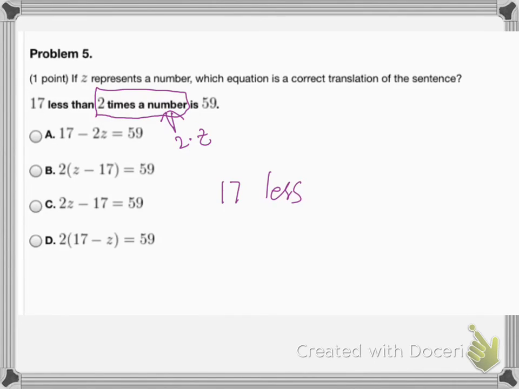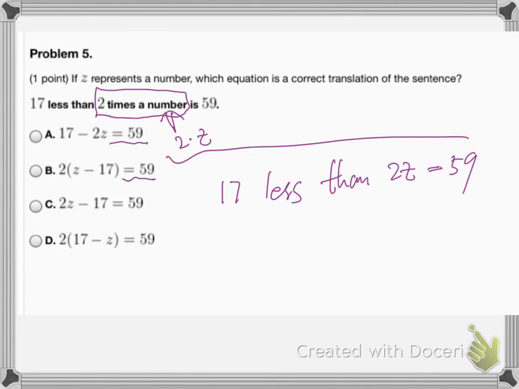17 less than 2Z is, means equals, right? Equals 59. So you have the same right hand side in all these choices A, B, C, D. So left hand side is key. So first we know B and D are wrong because B and D have a distribution: 2 times Z, 2 times 17, 2 times -Z. From the sentence there's no distribution, it's just 2 times letter Z.